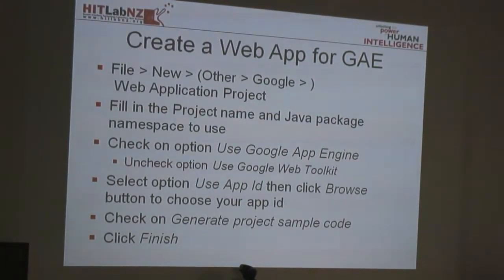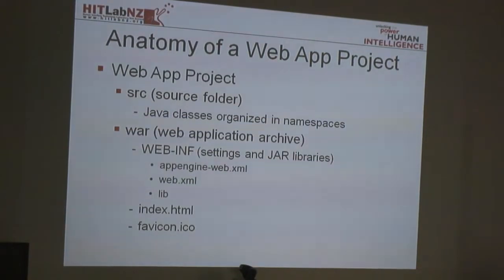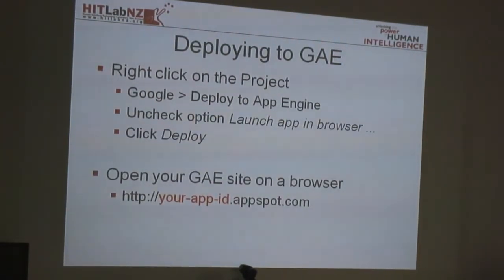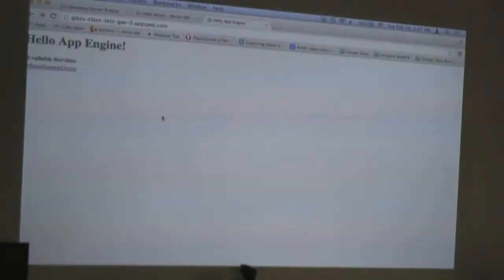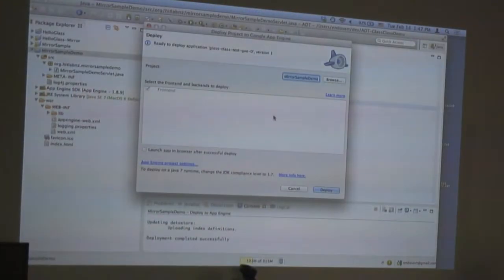So we're there. We've gone through the structure, and we already deployed it. The live demo is already done. And now, adding Mirror API to the library. You right-click on the project, go to the Google menu, add Google APIs, and then choose Mirror API and click Finish. It's that simple. I'll maybe show you that right now, and maybe you can do it as well.